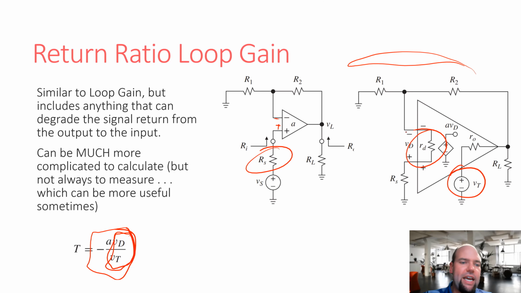And this negative here, normally you don't have to worry about that because your feedback signal normally goes to the negative terminal of the op amp. So as long as your feedback path is going to the negative terminal, all you're really solving for is how much this output test signal gets divided as it goes from the output back to the input of the op amp.